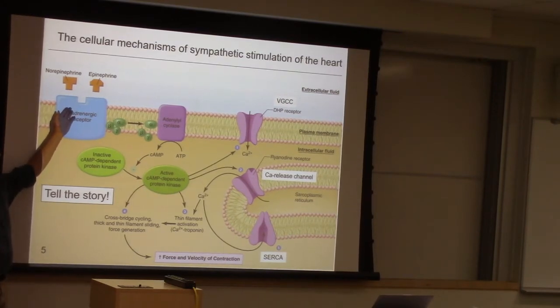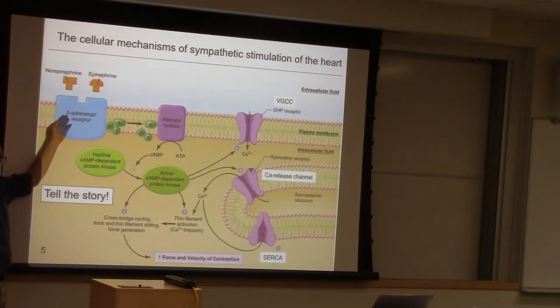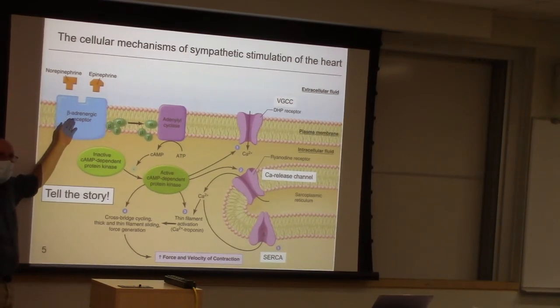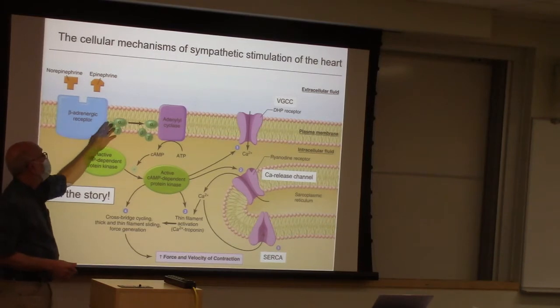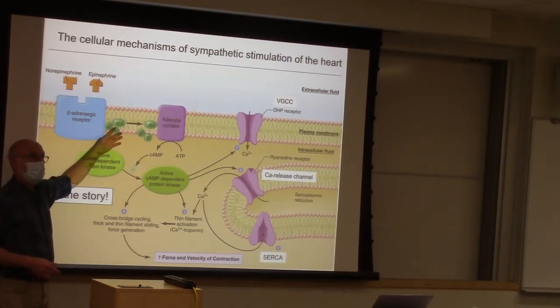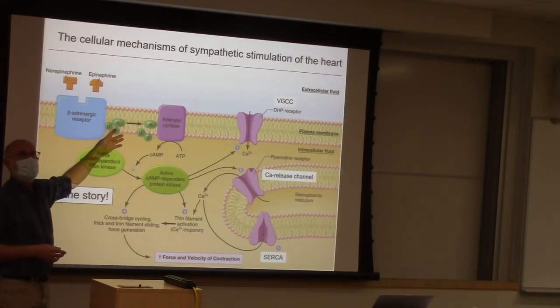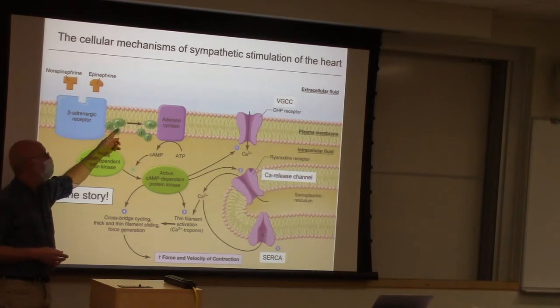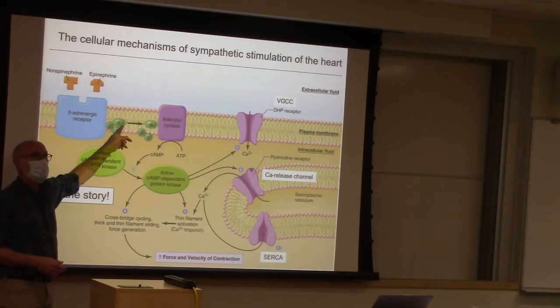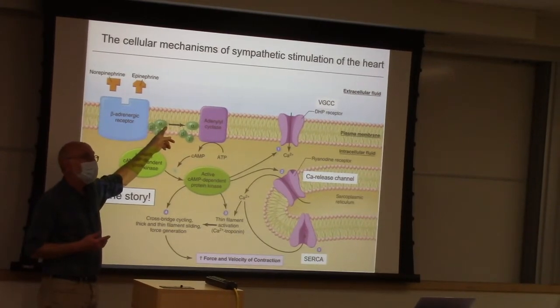I need a verb. What do these things do here? Bind. Binds, good. Then what? Conformational change. What happens to the G protein? Okay, conformational change, and then dissociation of GDP from alpha and binding of GTP to alpha. If you say ATP here, you're wrong and you won't get full credit.